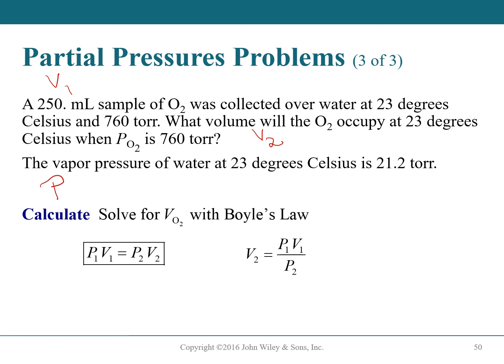So the pressure of oxygen would be the 760 minus the 21.2. This is all in torr. So this is P1. And from our previous slide we said it was going to be 738.8.